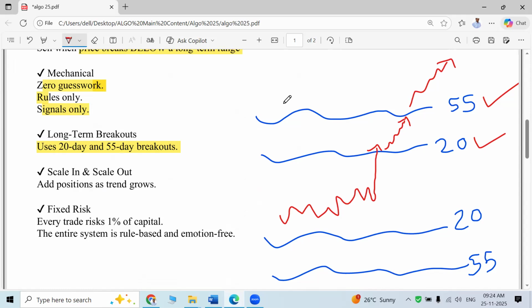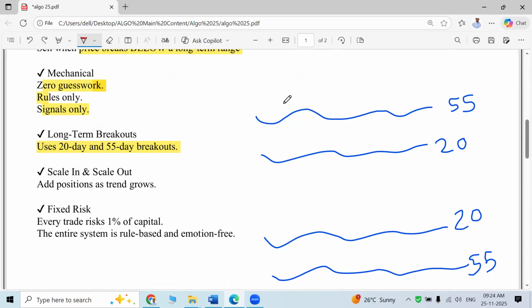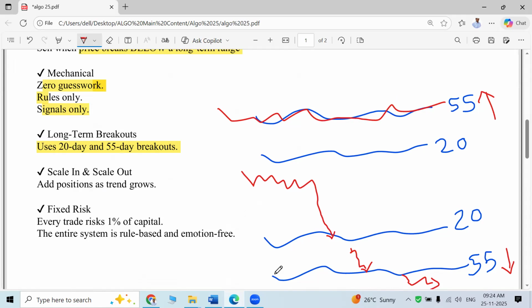Okay, now let me show you the downside also. Suppose the market is trading like this, and if this breakdown happens, then take a short trade. And if this also breaks, take a bigger short trade. So this is the downside part, the long-term breakdown. This is the upside part, the long-term breakout. Now, they just set a simple rule. If the price goes above this, buy. If the price goes below this, sell. That's a simple common logic.